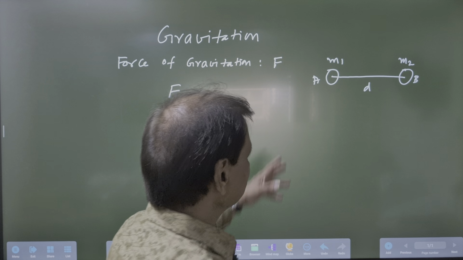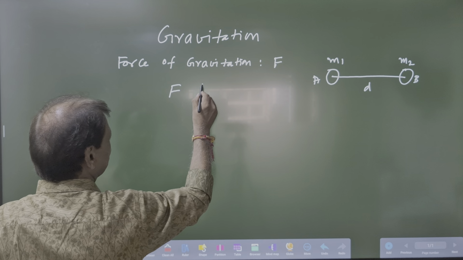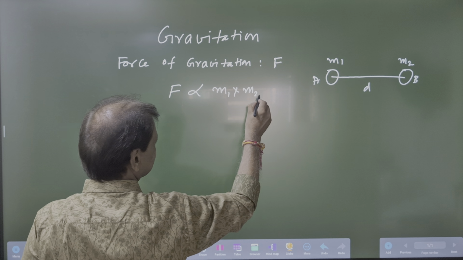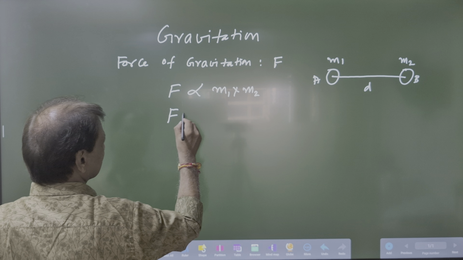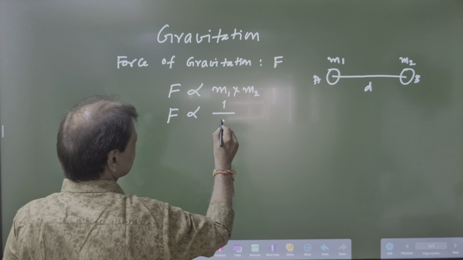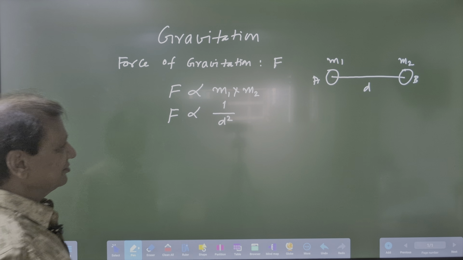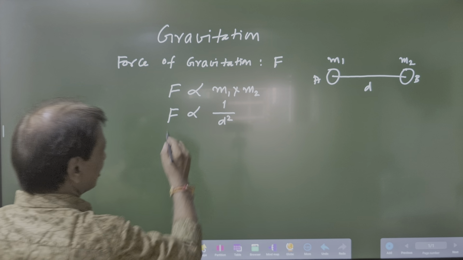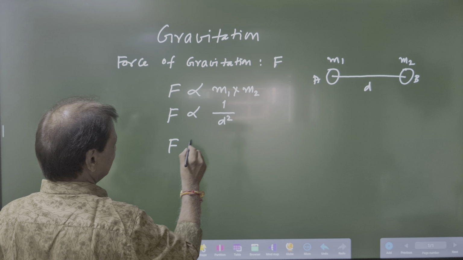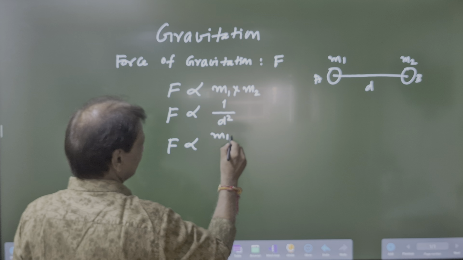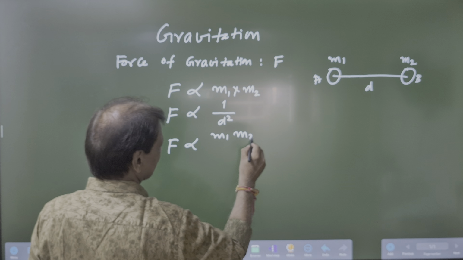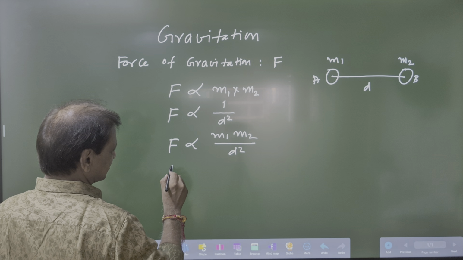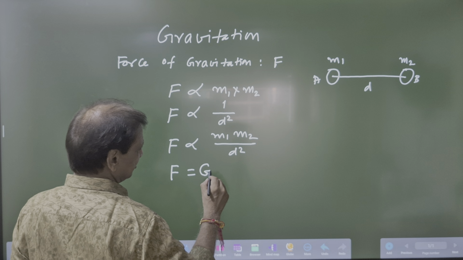Then the force of gravitation between these two objects will be proportional to the product of their masses. Second, it is inversely proportional to the square of the distance between them. So these two phenomena are there, and now I have combined both the equations. Then F is proportional to m1 m2 upon d square. If I remove this proportionality sign, then there will be a constant G.